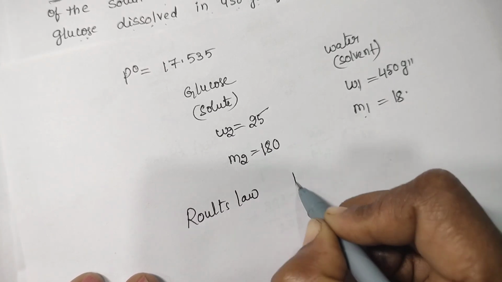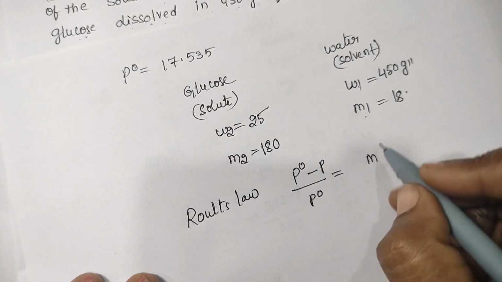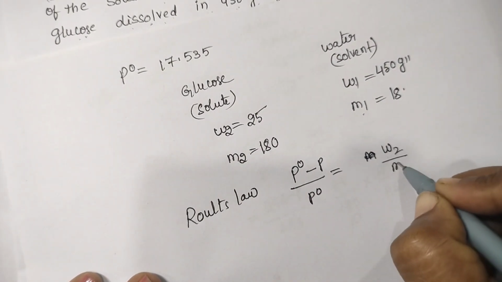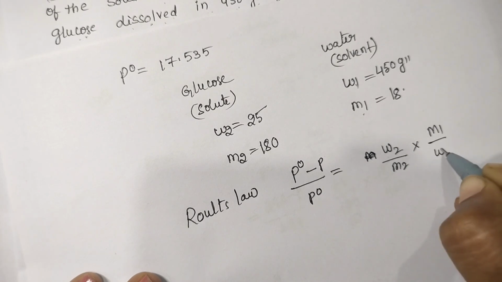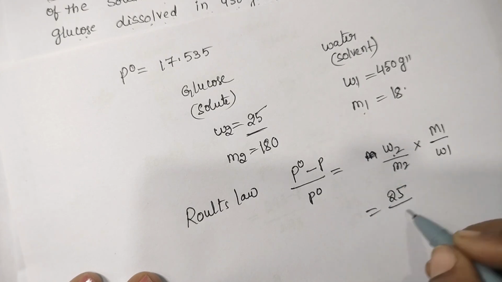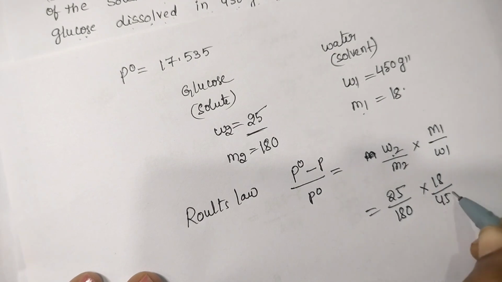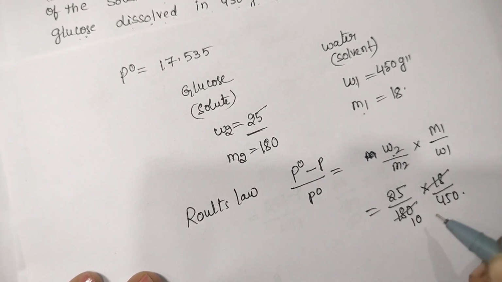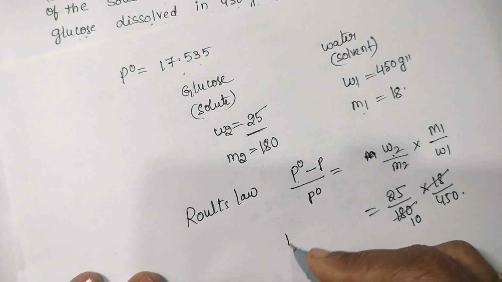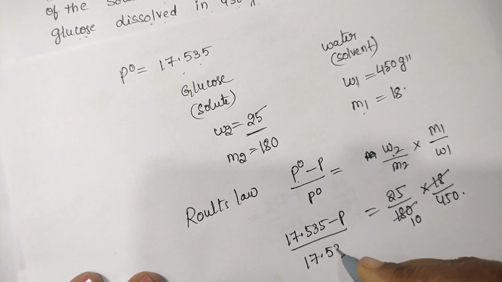So Raoult's law: P0 minus P by P0 is equal to W2 by M2 into M1 by W1. Now what is W2 here? 25. 25 by what is M2? 180. Into what is M1? That is 18. What is W1? That is 450. So what is P0? P0 means this one, 17.535. So 17.535 minus P by 17.535.